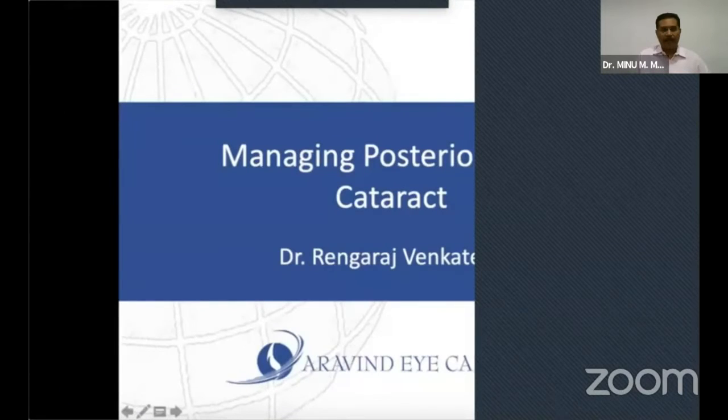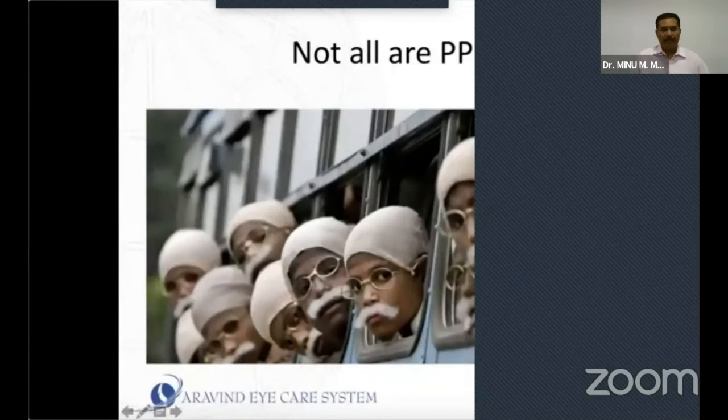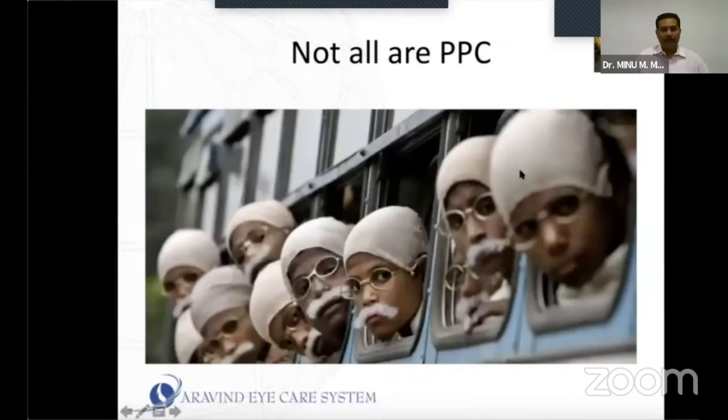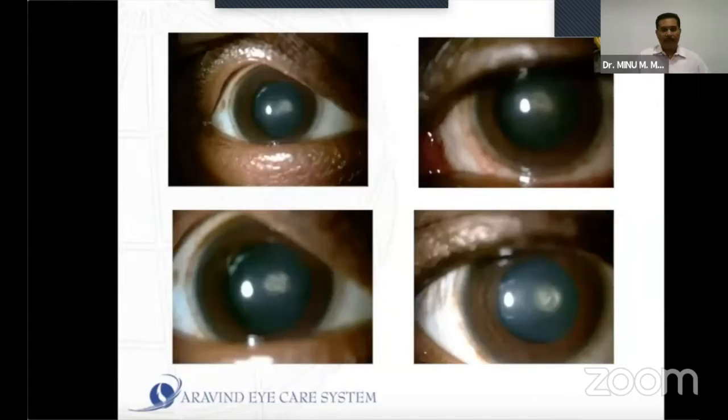I first thank Dr. Minu Mathan for giving me this opportunity to talk about how we manage posterior polar cataracts. Managing posterior polar is always very tricky because many of the time they all look like posterior polars, but they may not really be posterior polar cataracts. Whenever we see an onion ball-like appearance like this, we suspect that they may have dehiscence and complex surgeries, but many of them may not have.